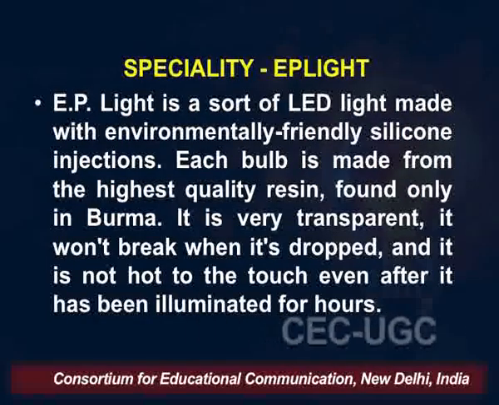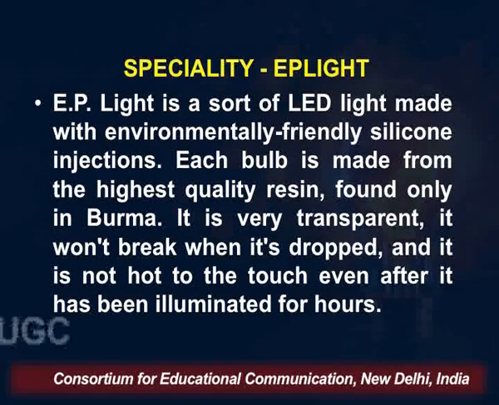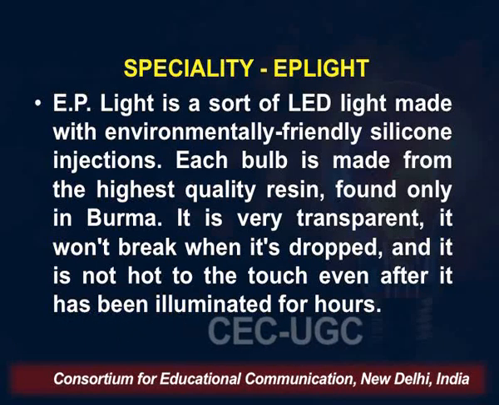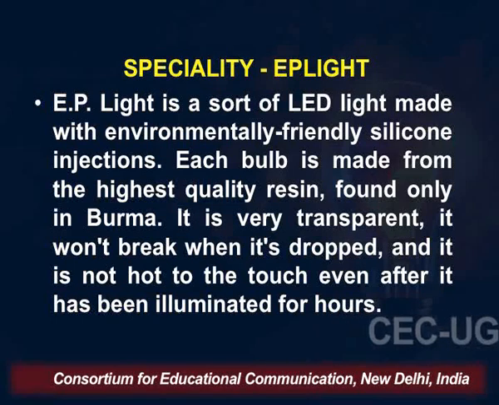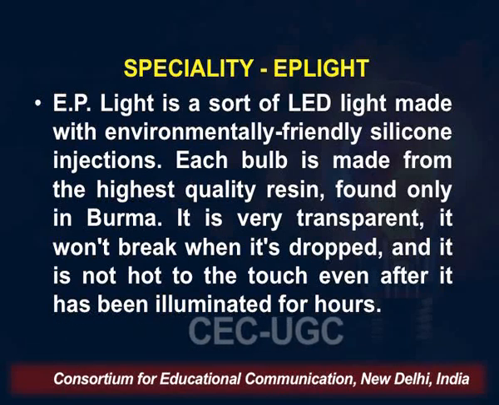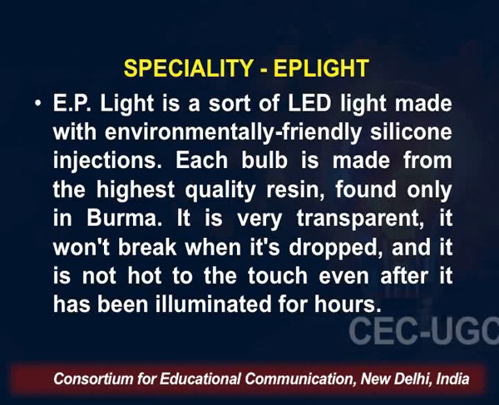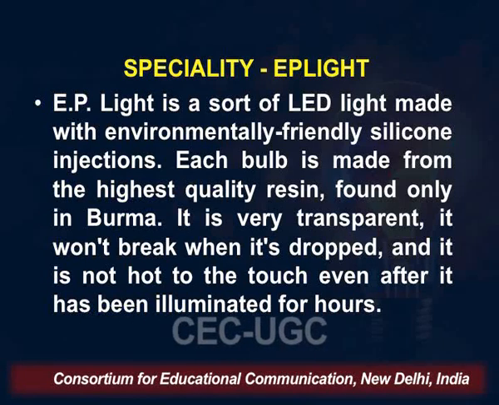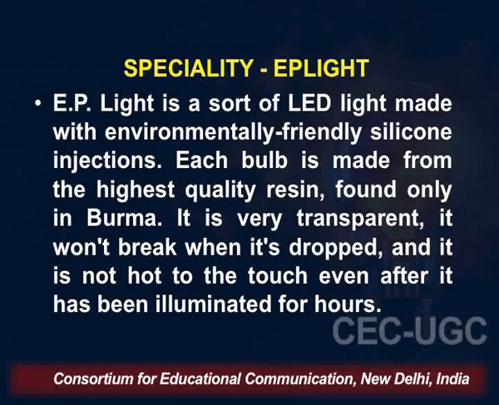There is some type of specialty bulb, that is an EP light. The EP light is a sort of LED made with environmentally friendly silicone injections. Each bulb is made from the highest quality resins found only in Burma. Now you can see that it is very transparent and it wouldn't break when dropped, and it is not hot to touch even after it has been illuminated for hours.